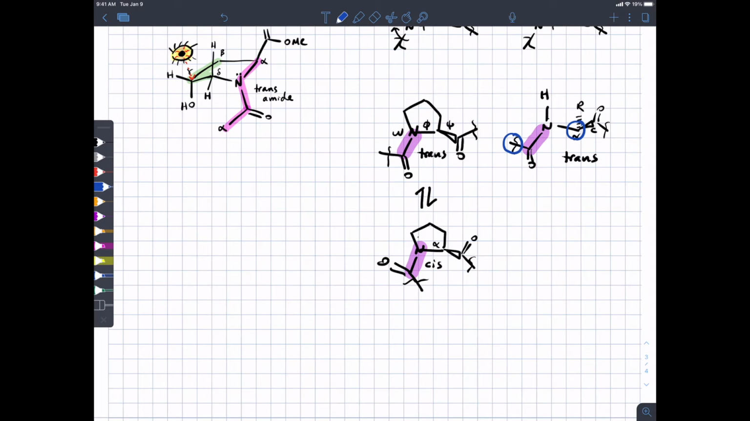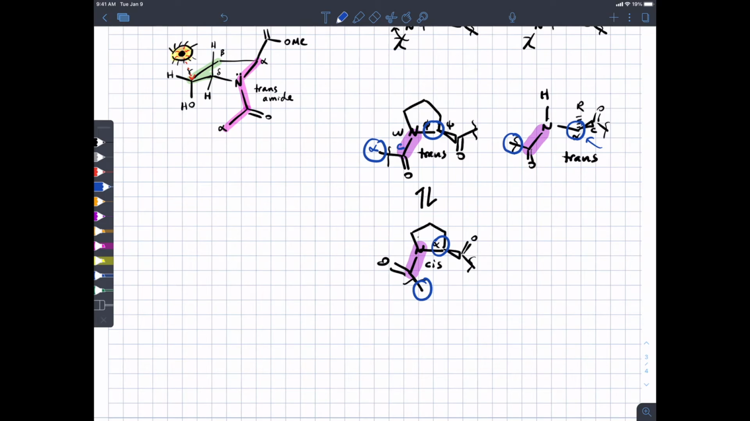So let's just say the group that we care about in terms of assigning cis versus trans on the nitrogen side is always the alpha carbon. And so what we're really asking, and this is the carbonyl carbon and the alpha carbon of the previous residue, is are the alpha carbons on the same side of that amide bond or on opposite sides? If they're on opposite sides, it's trans. If they're on the same side, it's cis. Okay?